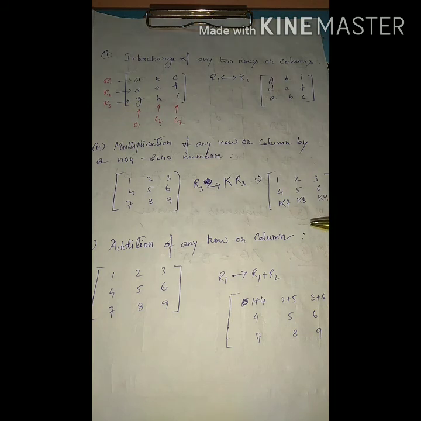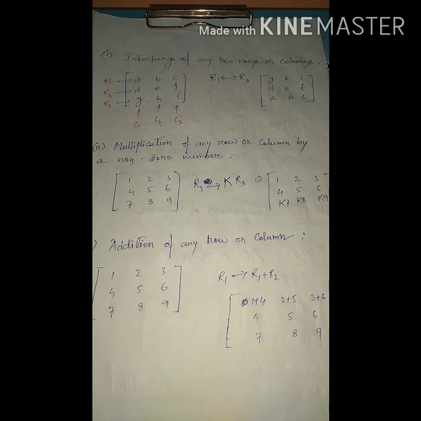One more important thing: when we transform, if the order is 3 by 3, then we interchange or transform a maximum of 2 rows or 2 columns. If the order is 2 by 2, then we can interchange or transform only 1 row or column. Is it clear? Always one less.